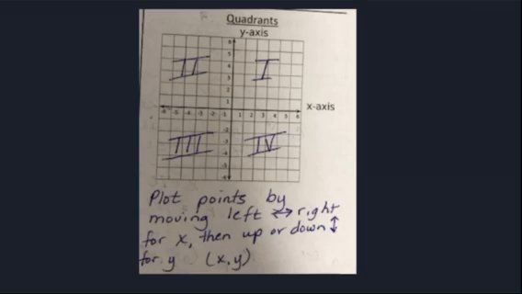You also might want to add to this what the signs are for each quadrant. So quadrant 1 is plus plus, quadrant 2 is minus plus, quadrant 3 is minus minus, and quadrant 4 is plus minus.